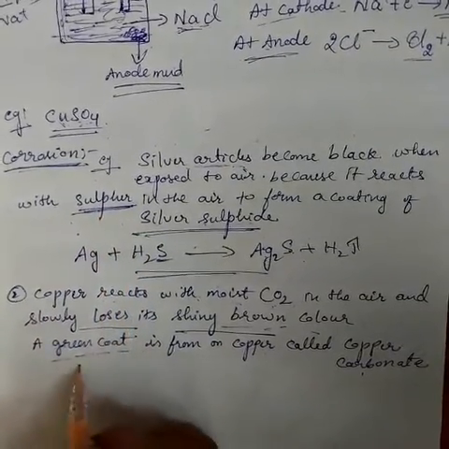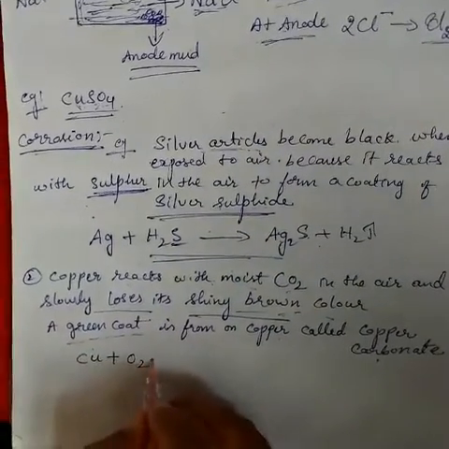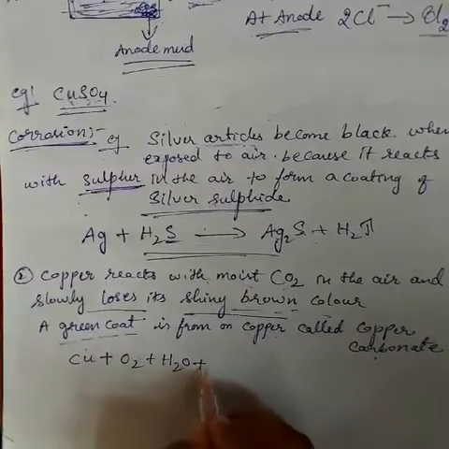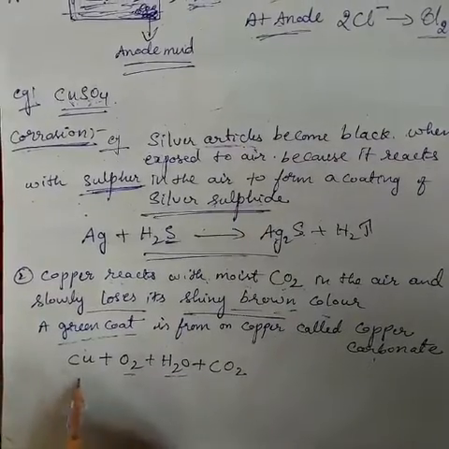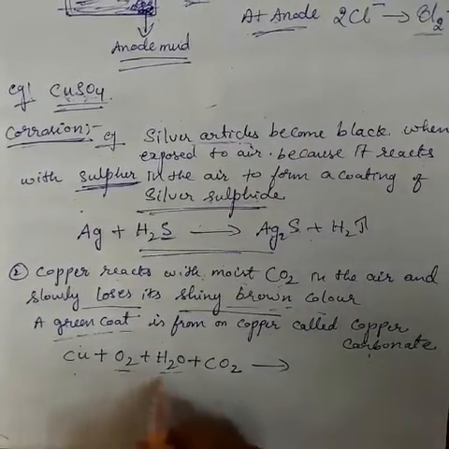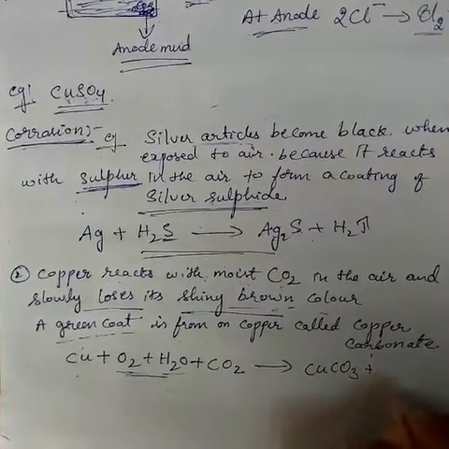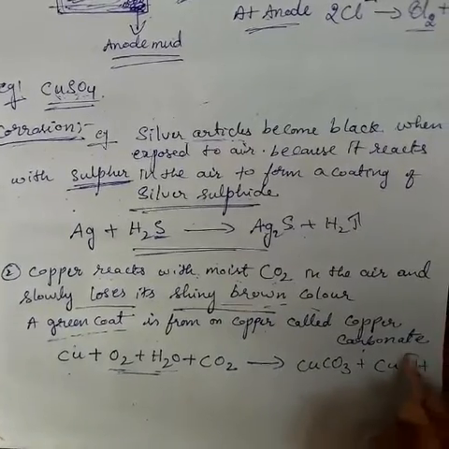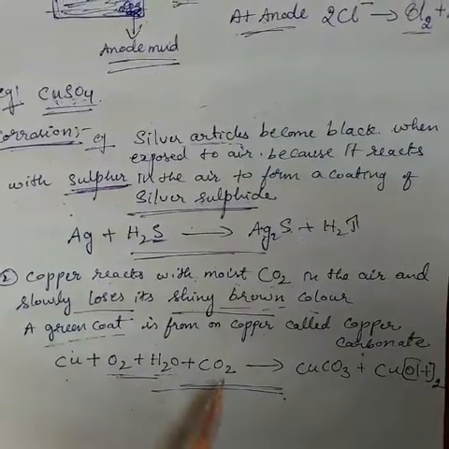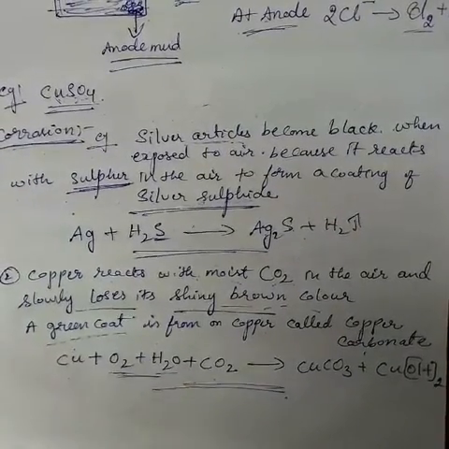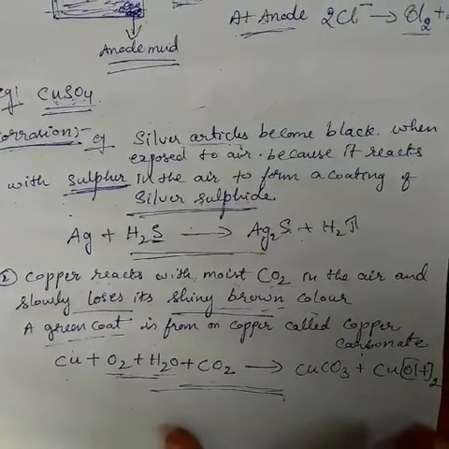If you write this equation also, you can write: copper plus oxygen plus water plus carbon dioxide. Moist carbon dioxide means water is present also, oxygen also, and then copper. We get these from the air. Next, what product is formed? Copper carbonate with copper hydroxide. This is the most important equation also. Next, we discuss the topic of prevention of corrosion. How do we prevent corrosion?